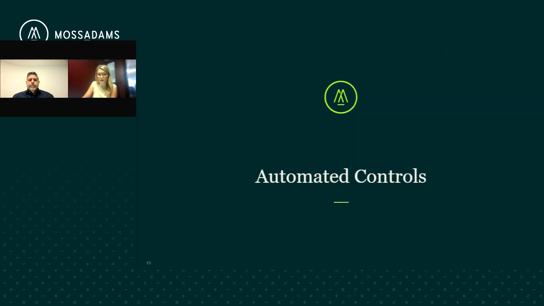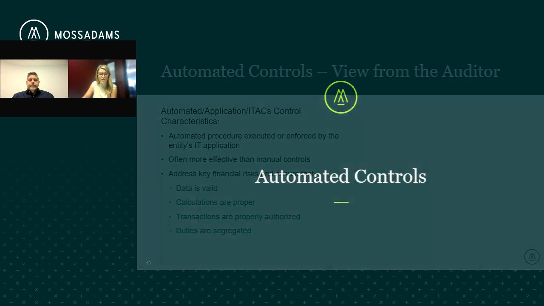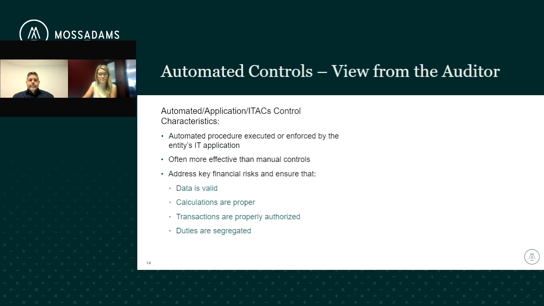So we'll jump into the first of 3 areas that we'll be diving deeper into today, and that's automated controls. Because of just the inherent consistency of IT processing, automated controls are great for an organization's control environment because they can prove to be more effective than manual controls. They're designed to function consistently and can precisely address financial reporting risks because they do function the same each time.